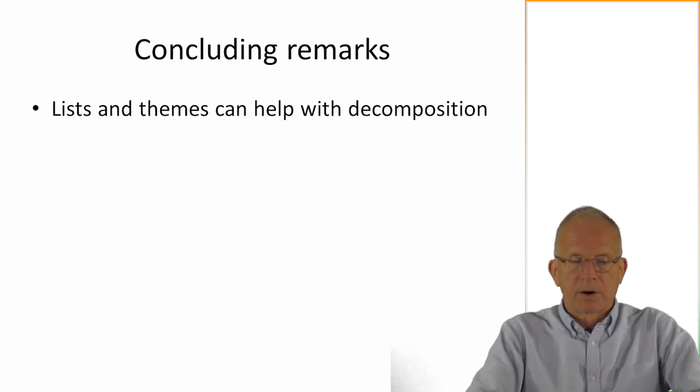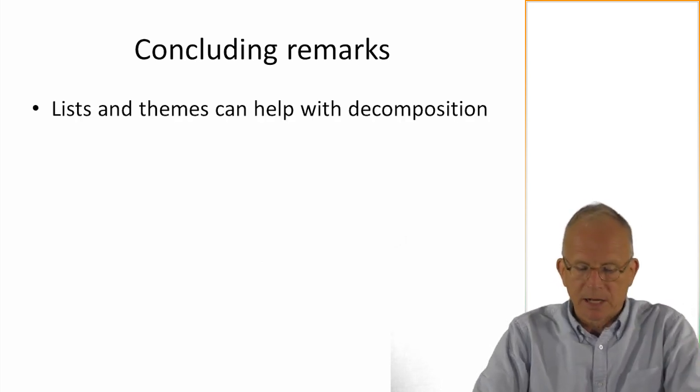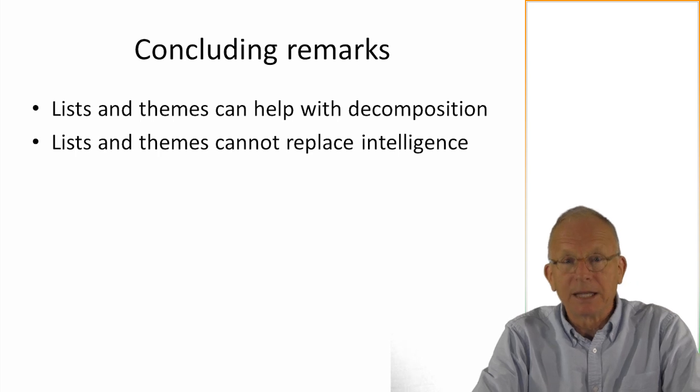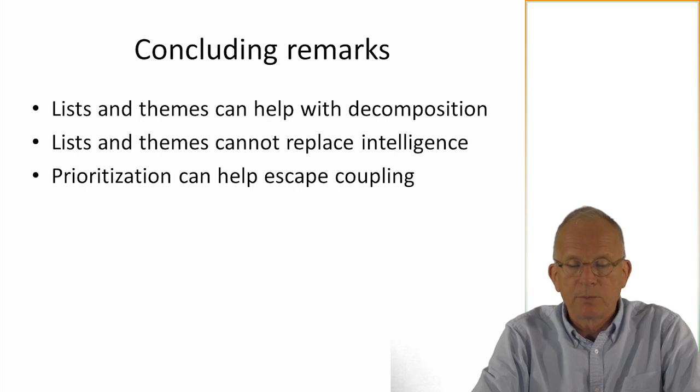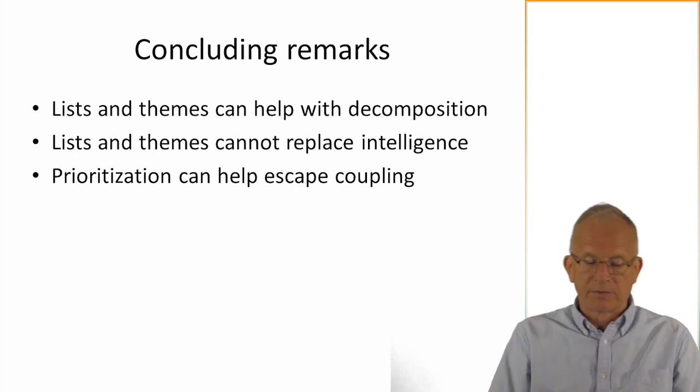So some concluding remarks. Lists and themes can help with decomposition, but they cannot replace intelligence. And we need to have some kind of prioritization to escape this coupling that would lead to a fully coupled matrix and then would not be adjustable.